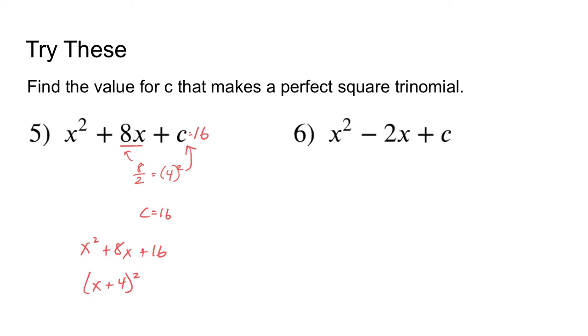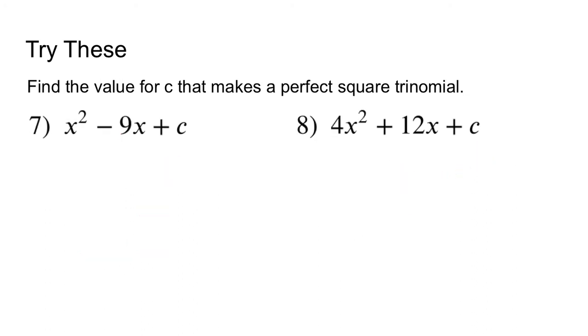What about 6? Let's look at 6. Again, if I took this value right here, this 2, and I divided it by 2, I get 1, which means 1 squared is going to be my value for c. So c is, in fact, equal to 1. So I'd have x squared minus 2x plus 1, which would factor down with that perfect square to be (x minus 1) squared.